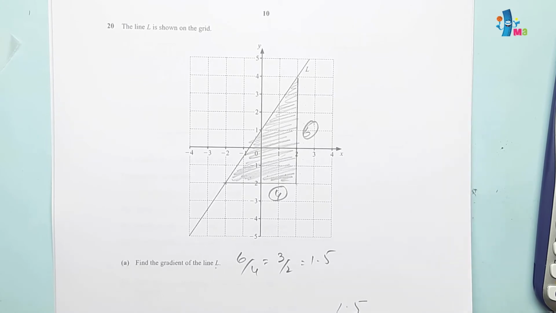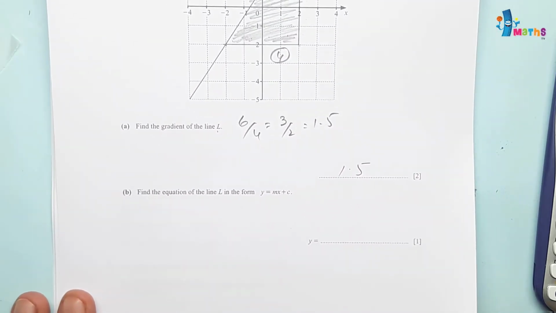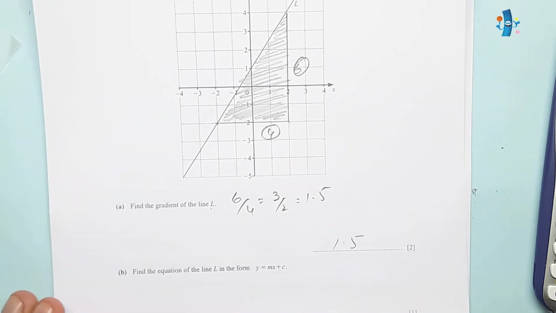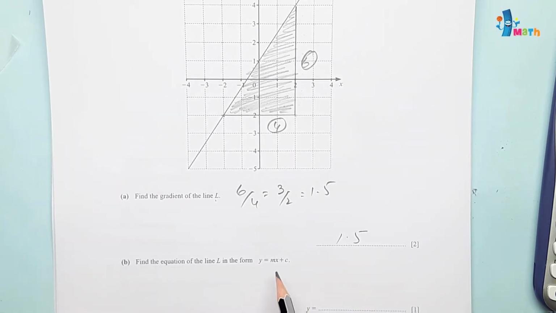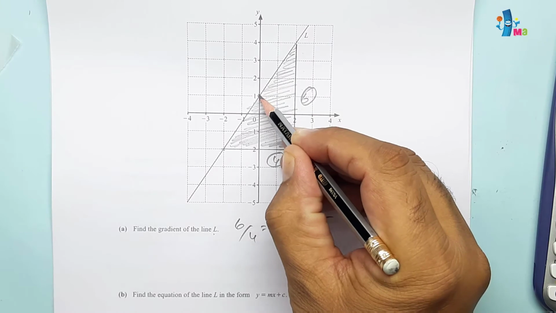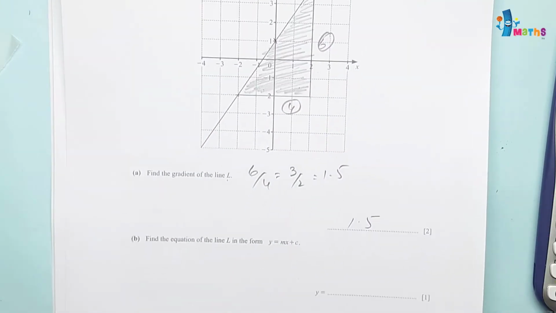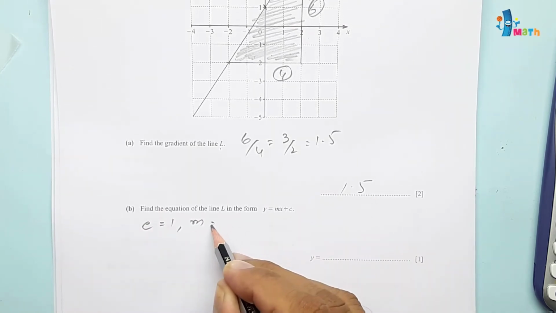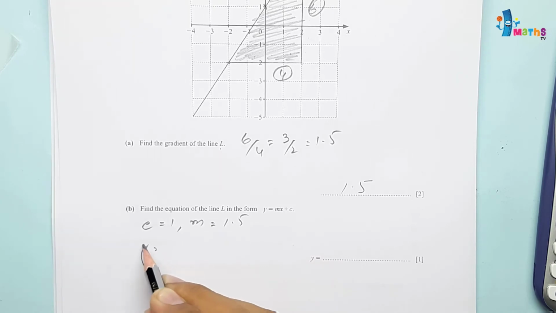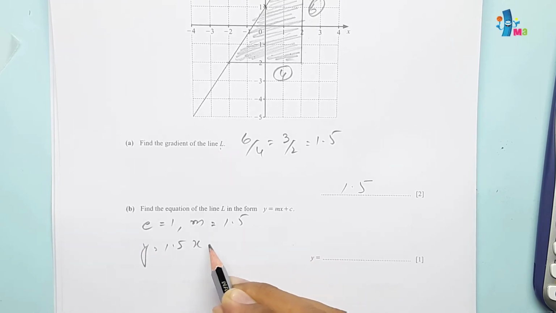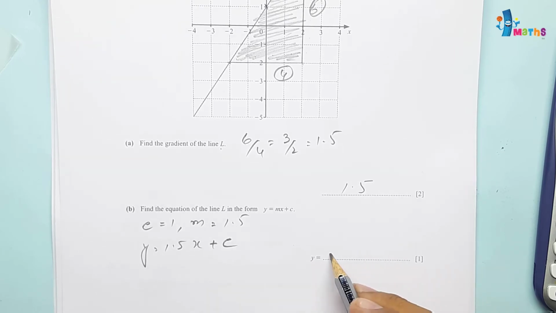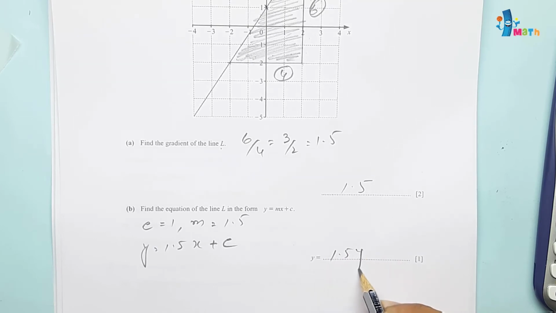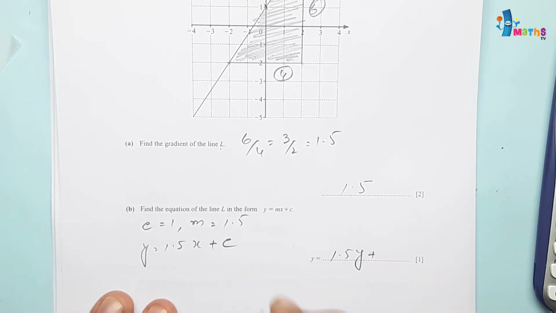So for B part, find the equation of the line in the form of y is equal to mx plus c, which is the equation of a line in slope intercept form. Gradient we already know, and we know from here that the line is passing through this point, so the c value is equal to 1, and the m value we have already found is equal to 1.5. So y is equal to m, which is 1.5, x plus c. We can write here 1.5 or 3/2, it's the same thing. So y is equal to 1.5x plus the c value, basically this will be 1.